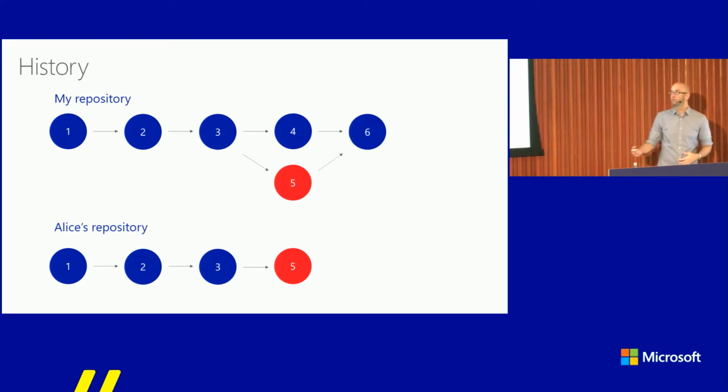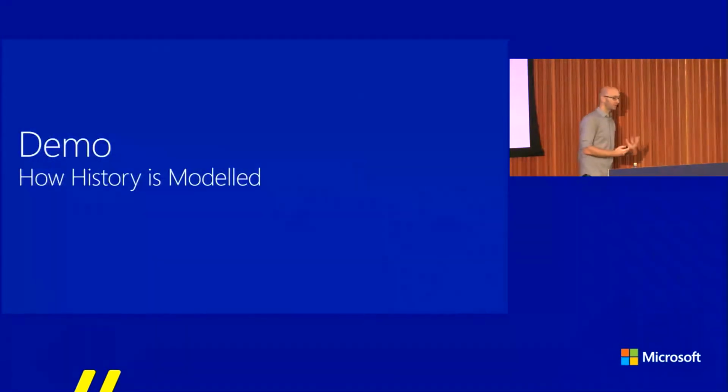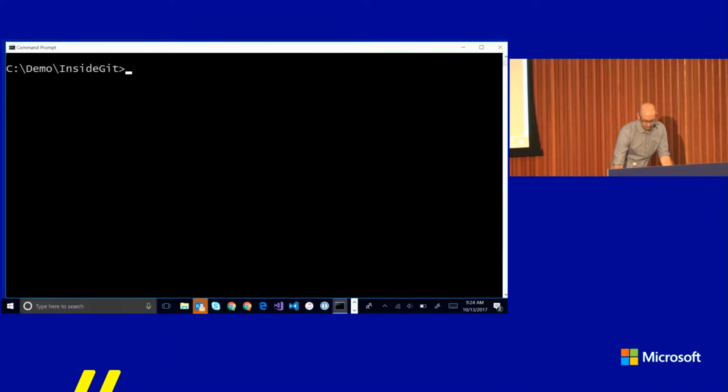And ultimately, I'll need to merge these 2 commits up. I'll take mine, number 4, hers, number 5, and produce a new blend from number 6. Okay? And that's actually how history is basically modeled in Git. There we go.